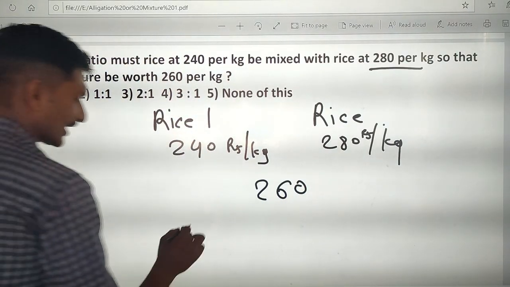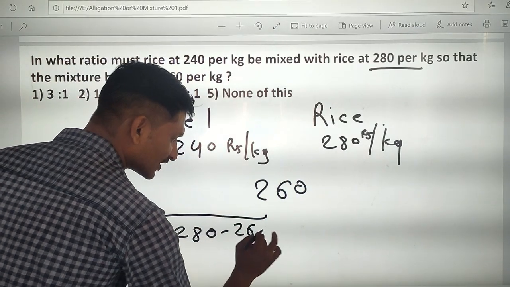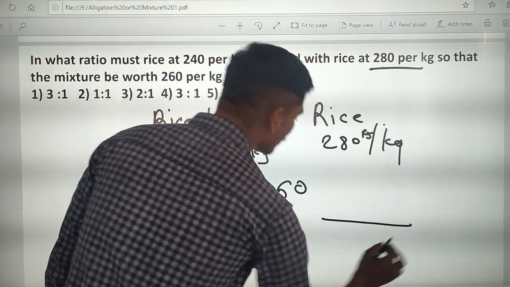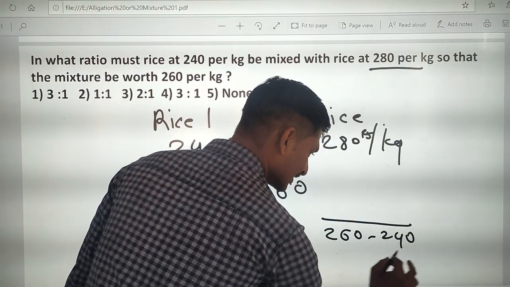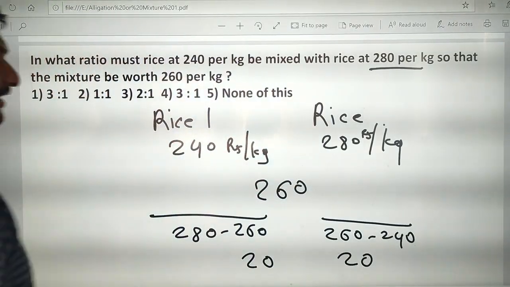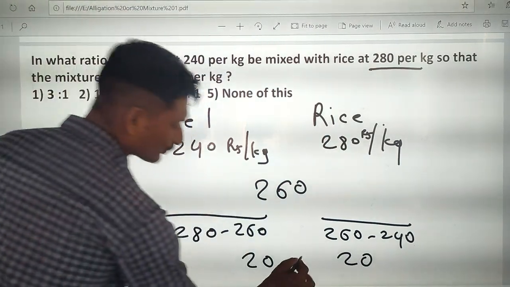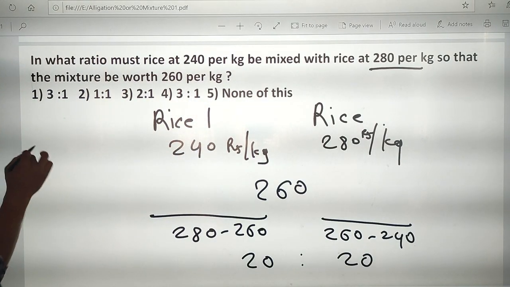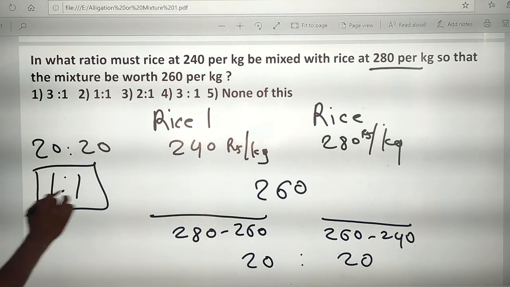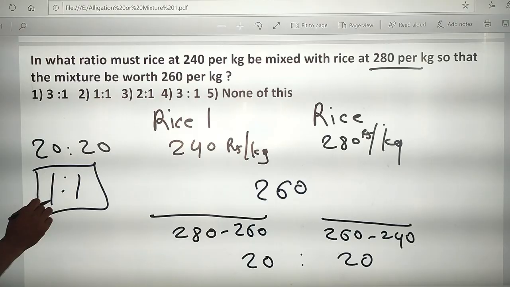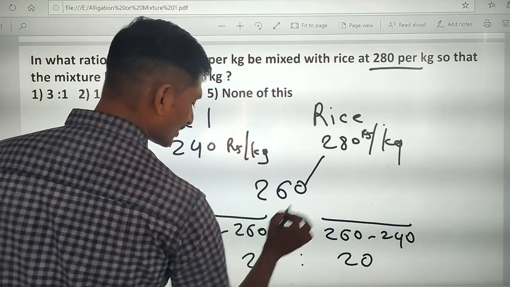Now we write the subtraction of these two. 280 minus 260 is 20, and 260 minus 240 is also 20. Now the ratio is 20:20, that is 1:1. Then these two types of rice are mixed in the ratio 1:1.